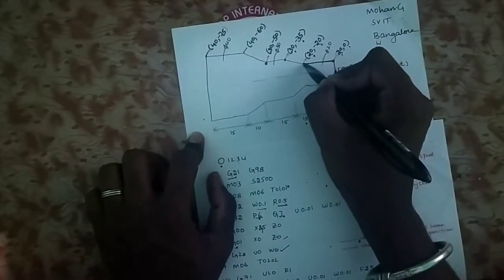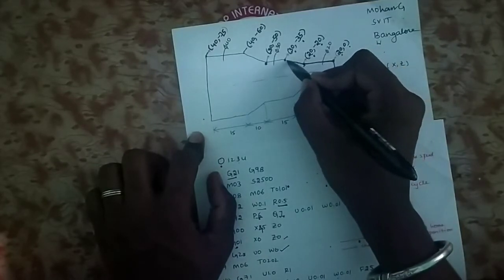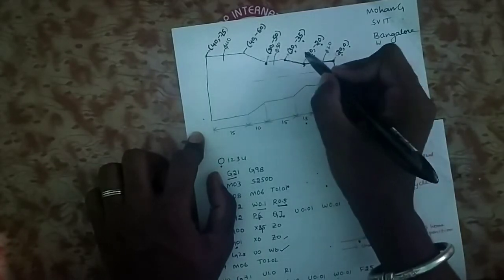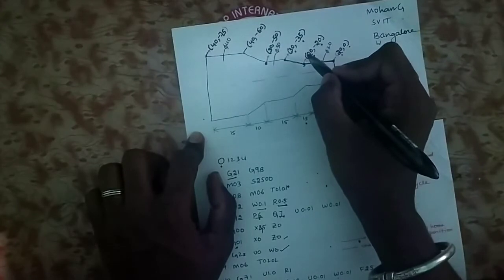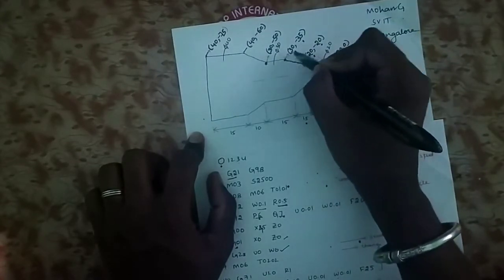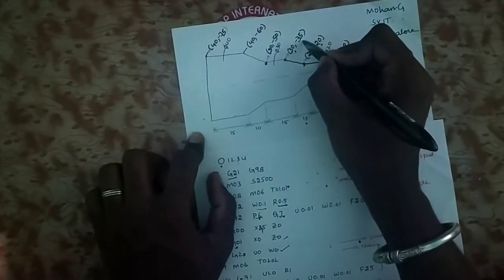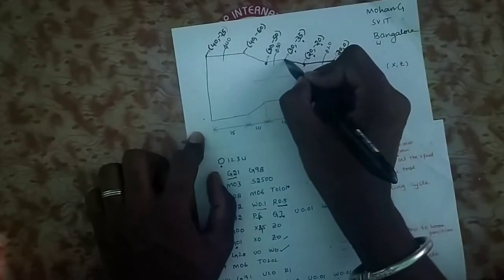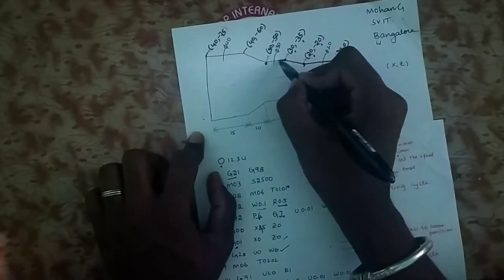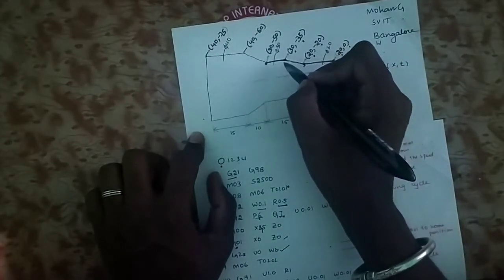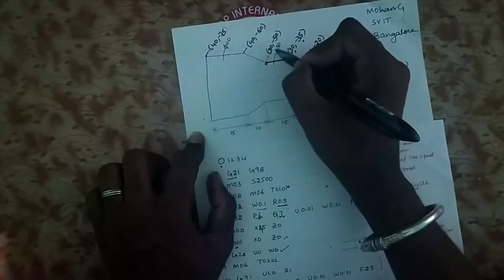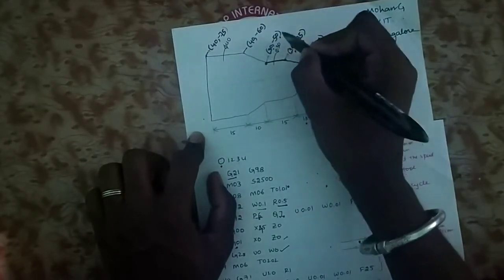Now I have to move the tool from here to here. Again, this is linear path only. For linear traverse, the code is G01, X30, Z minus 35. Now the tool is here. Now I have to move the tool from here to here. This is also linear. The code is G01, X30, Z minus 50. Now the tool is here.